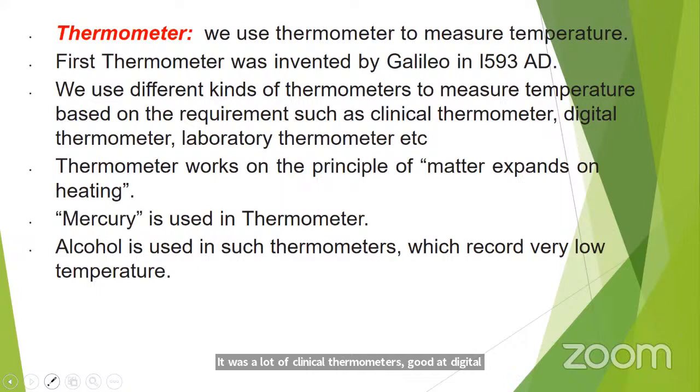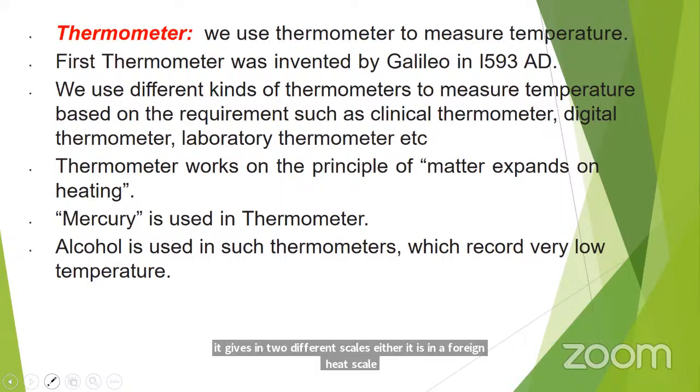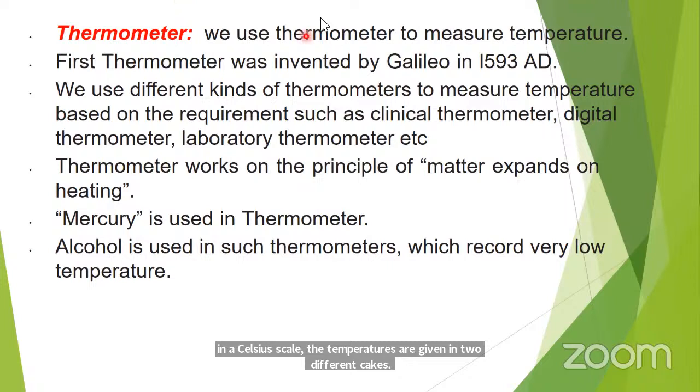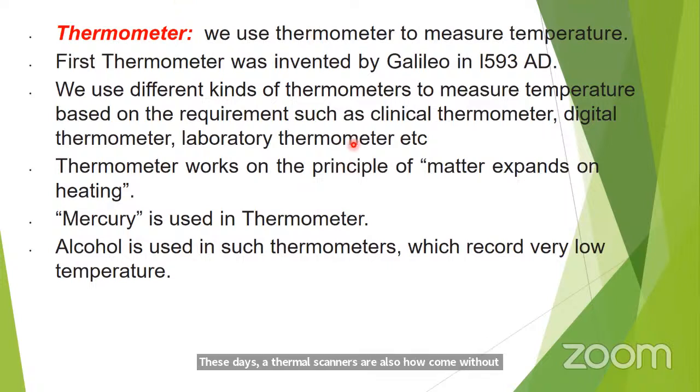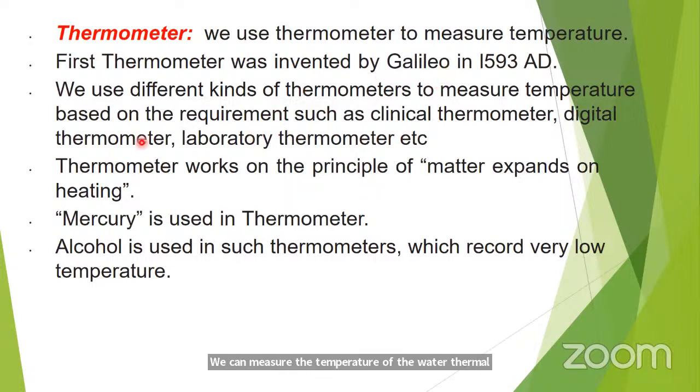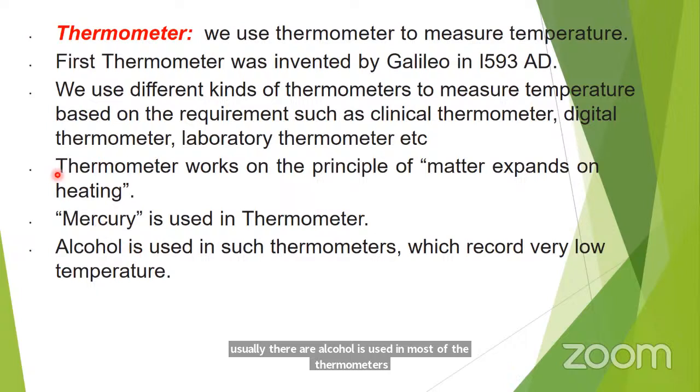So it gives in two different scales. Either it is in a Fahrenheit scale or in a Celsius scale. The temperatures are given in two different scales. These days, thermal scanners have also come, without touching the human body. We can measure the temperature of the body. Thermal scanners are thermal heat detectors. Okay. Here, usually the alcohol is used in most of the thermometers, but in digital thermometer sensors are used, I think.